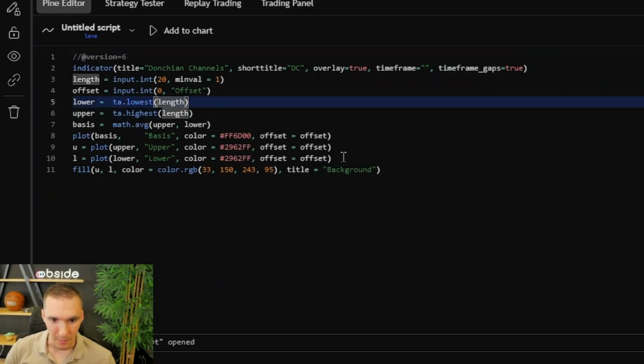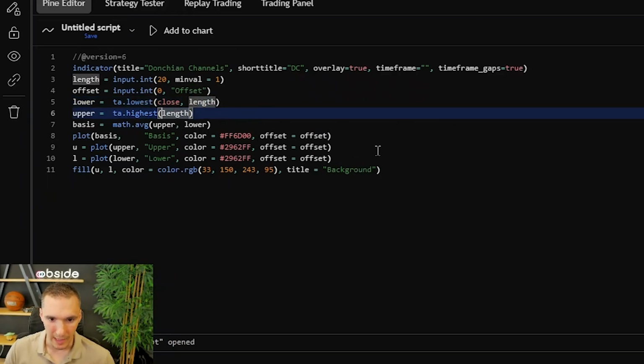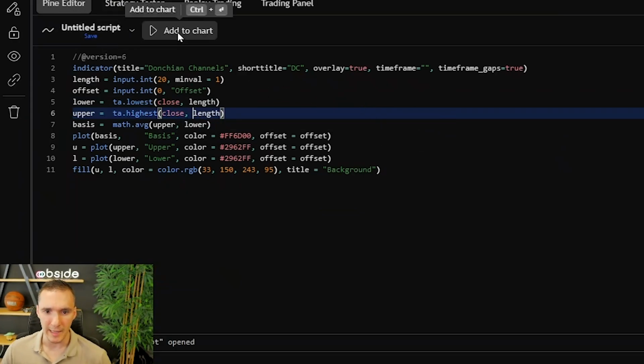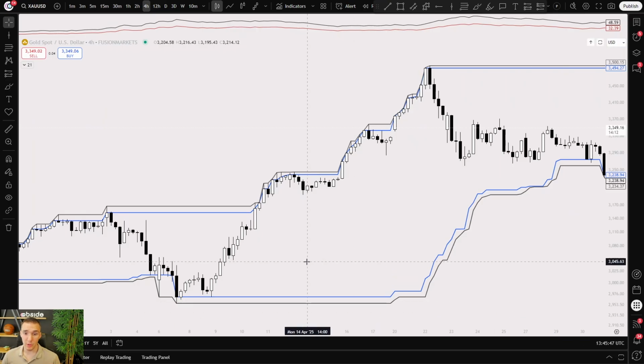After the first parenthesis here, just type close, comma, and add a space. Do the same thing for line 6, type close, comma, and add a space. You can then save the indicator if you like and add it to the chart. Now look at the new Donchian channels in blue compared to the previous one by default in gray.